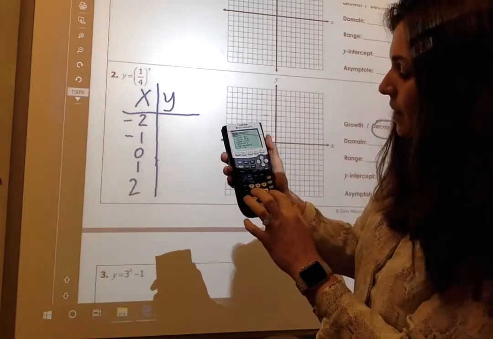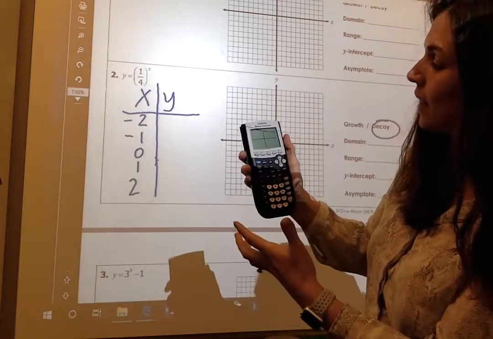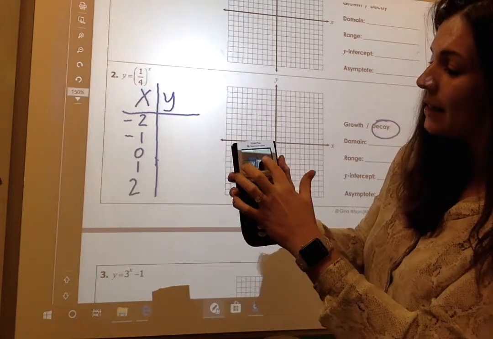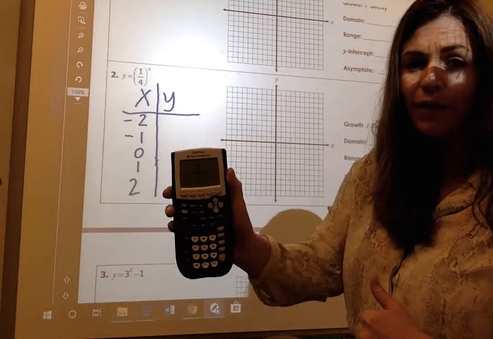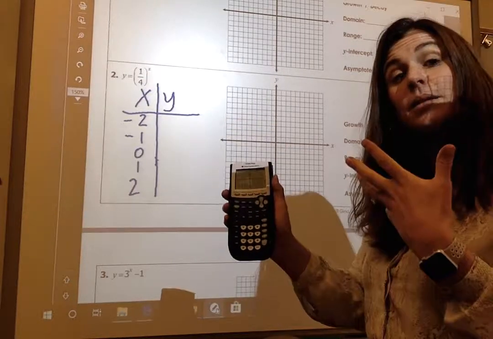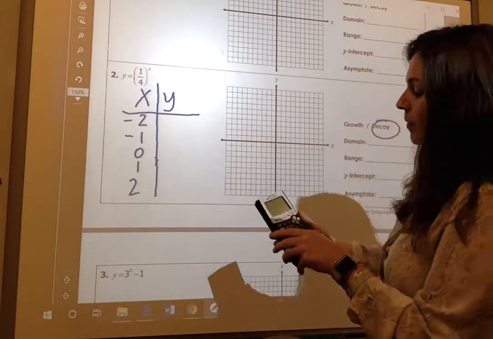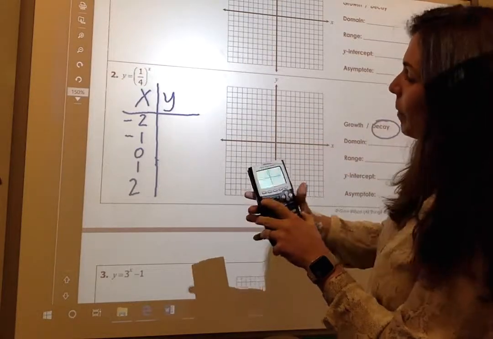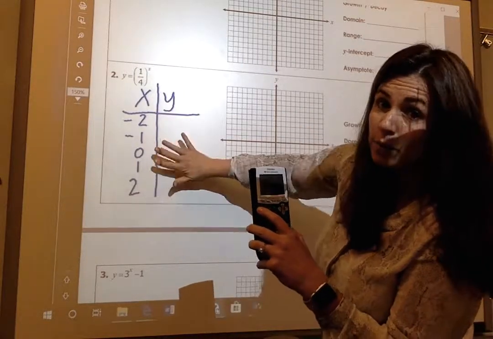So I'm going to type in 6 there, and that gives me a standard viewing window, and then I can see kind of what that graph is doing. Okay, so that lets me look at the graph, but I want to look at the table of values. I want the computer to work for me.